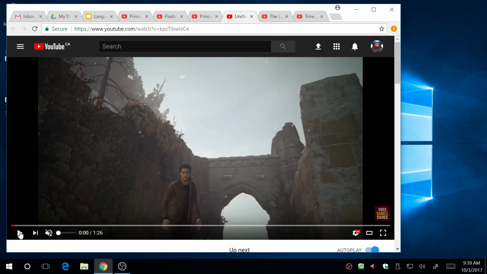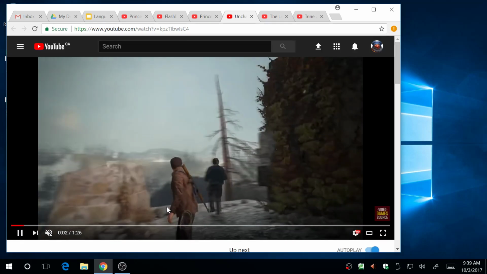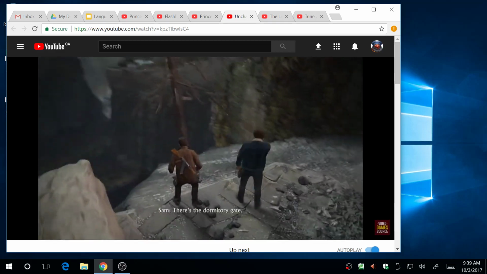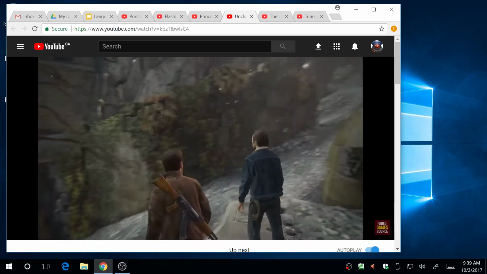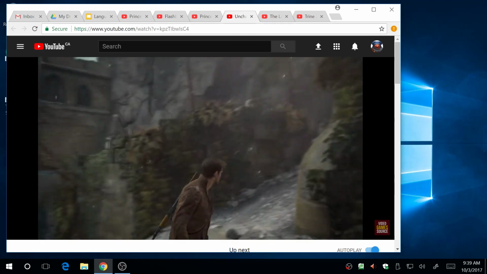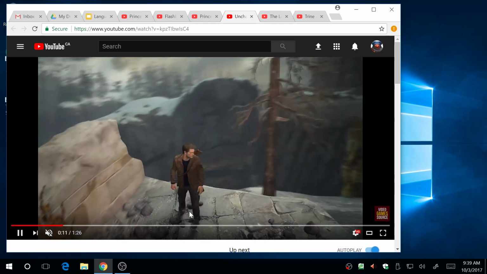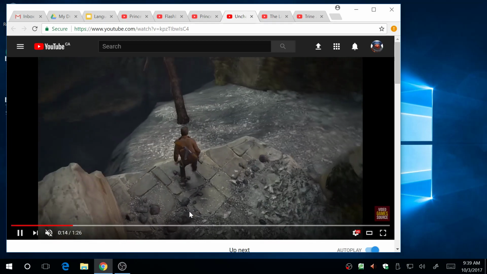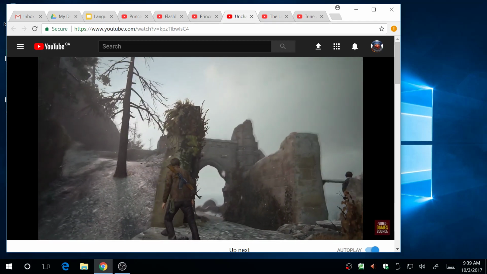I'm sure we've all played at least one Uncharted game. If you haven't, I highly recommend them. They are really, really good. So this is Uncharted 4. Uncharted uses defined affordances to tell the player which parts of the environment they can interact with and which parts they can't.